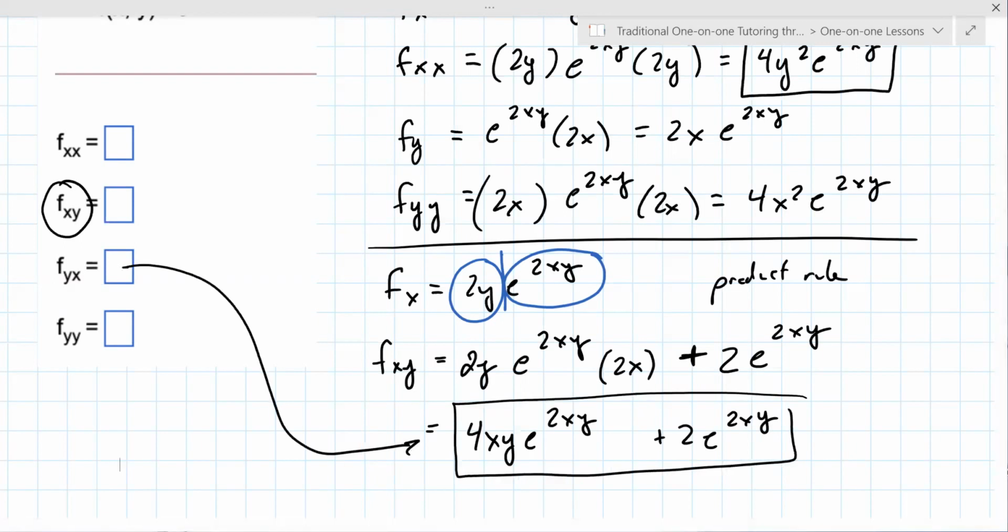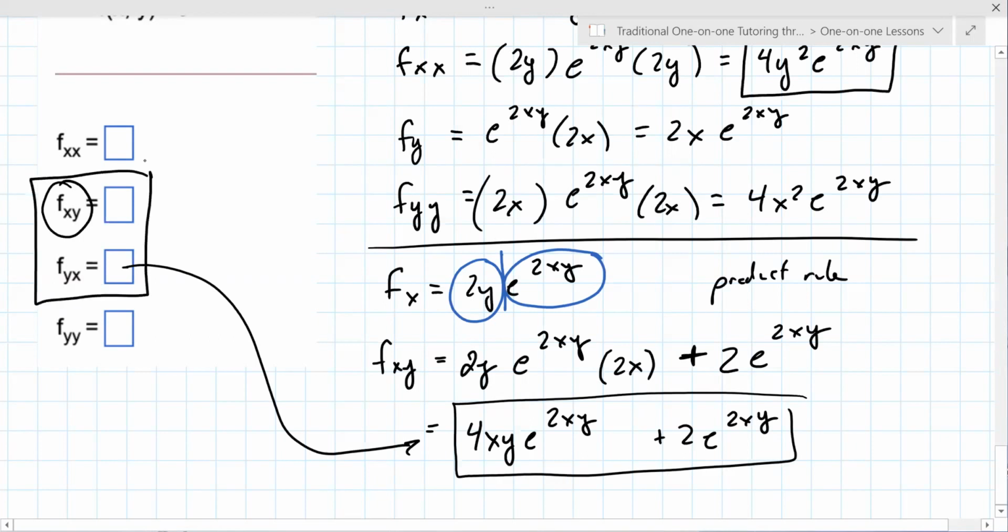Are they all going to be exactly the same? Yes, these are always the same. In calculus 3, if you're inside a classroom, the instructor might make a big deal out of this, but they're just the same. There's no reason to get all excited because you just want the answer. That's good to know.